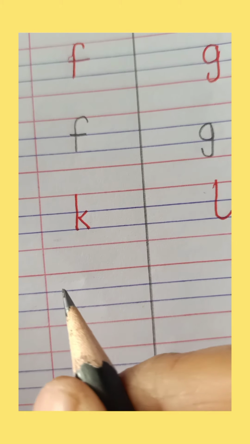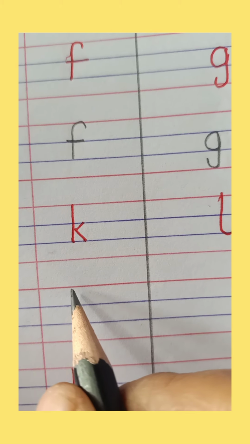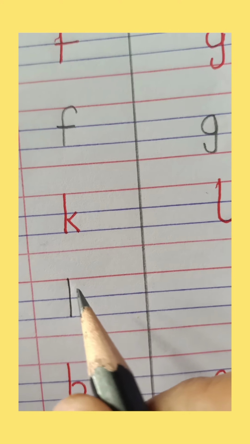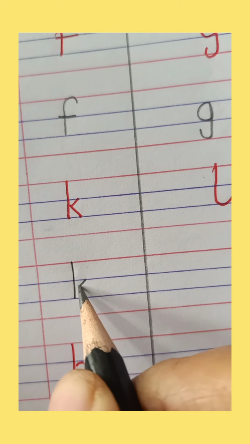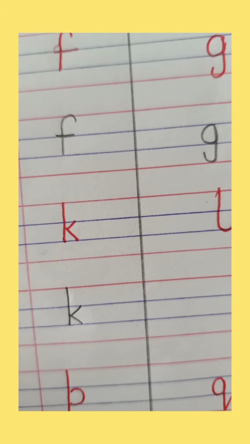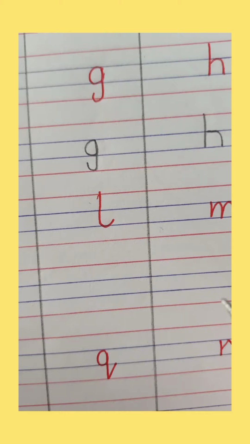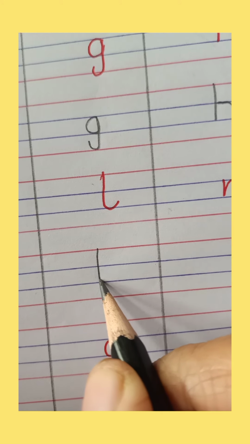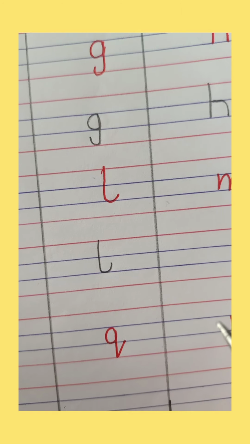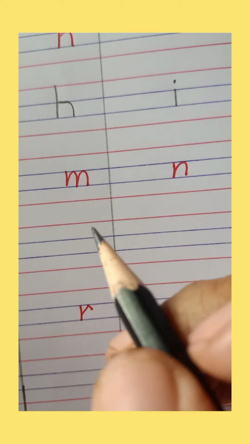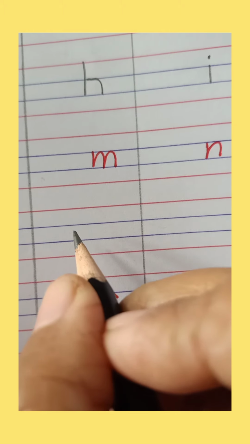Tell me from where I have to start? Top red line. Down till the second blue line, and in between the blue lines we'll make these two slanting lines. This is k. Come to letter l. Start from the top red line and till the blue line and little up. Small l. Come to letter m.